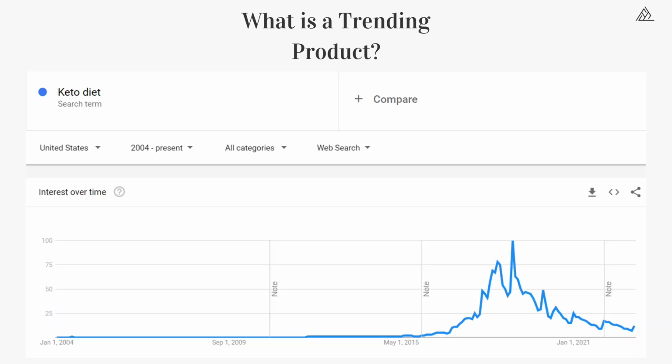Another great example of a trending product is the keto diet. You can see that prior to 2015, there was barely any searches for keto diet, and then it went on an upswing and it came down. Trending products can go both ways. They can keep on trending up or they can trend down.